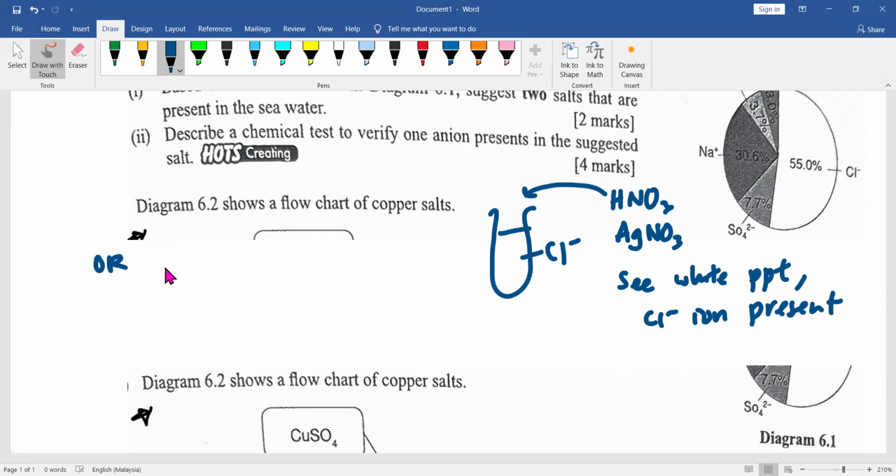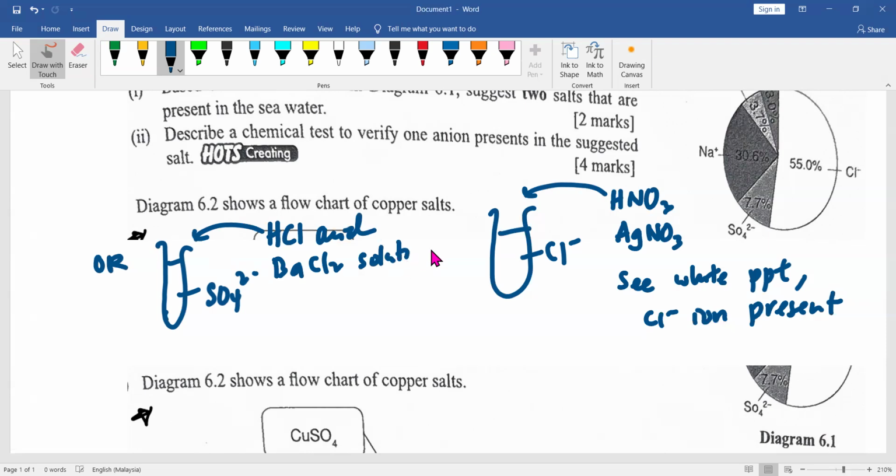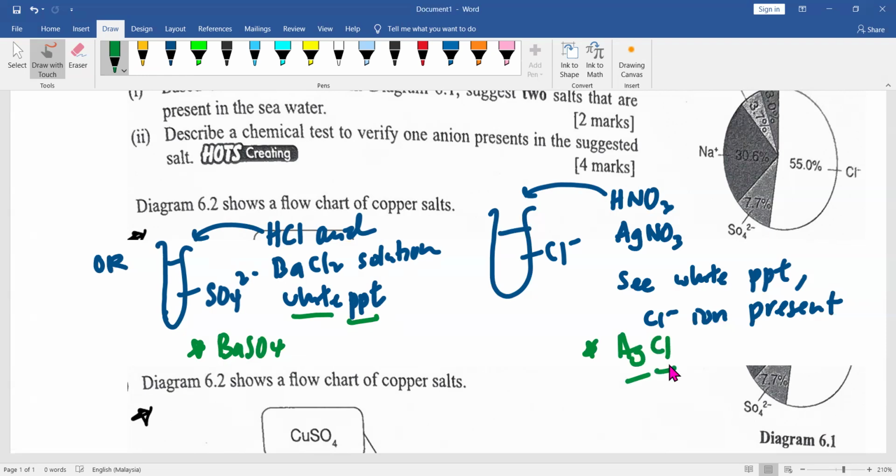Or you want to test for sulfate. You write in your own words. To test for the presence of sulfate, you add hydrochloric acid, and then you add barium chloride solution. Then you will see a white precipitate. This white precipitate is barium sulfate. The other white precipitate is silver chloride, because silver chloride and barium sulfate are insoluble.